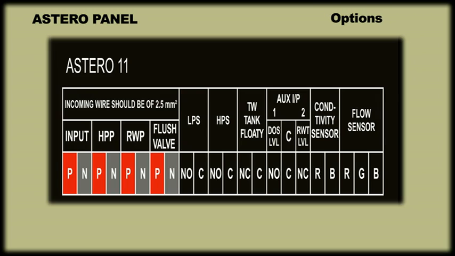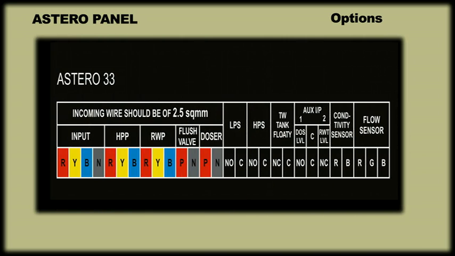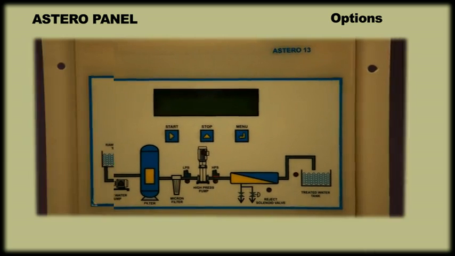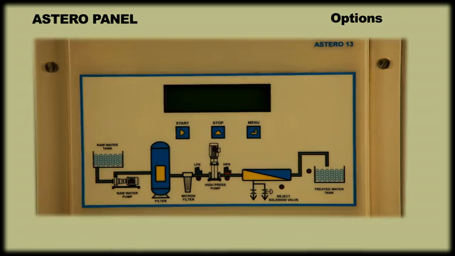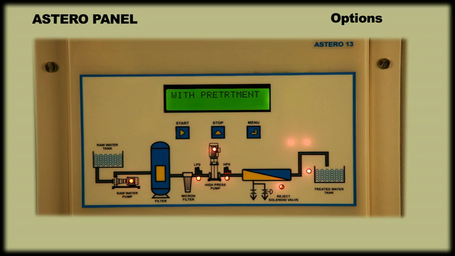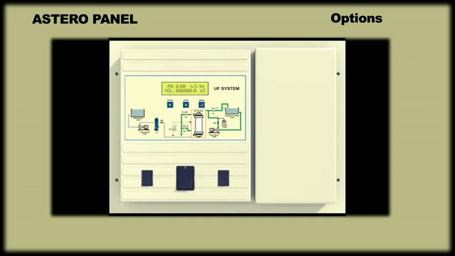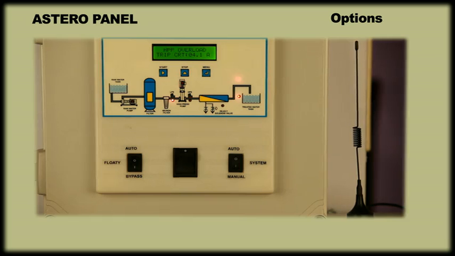Depending on your pump configuration, whether it is single phase or three phase, there are different variants available, such as Astero Panel 11, 13 and 33. A standard panel can usually be connected to high pressure pumps up to 3 HP for single phase and up to 5 HP for 3 phase. This panel is also equipped to suit the application with all makes of auto multi-port valve pre-treatment. Panels with higher HP and panels for ultrafiltration UF followed by RO are also optionally available. Astero panels are also available with remote monitoring facility.